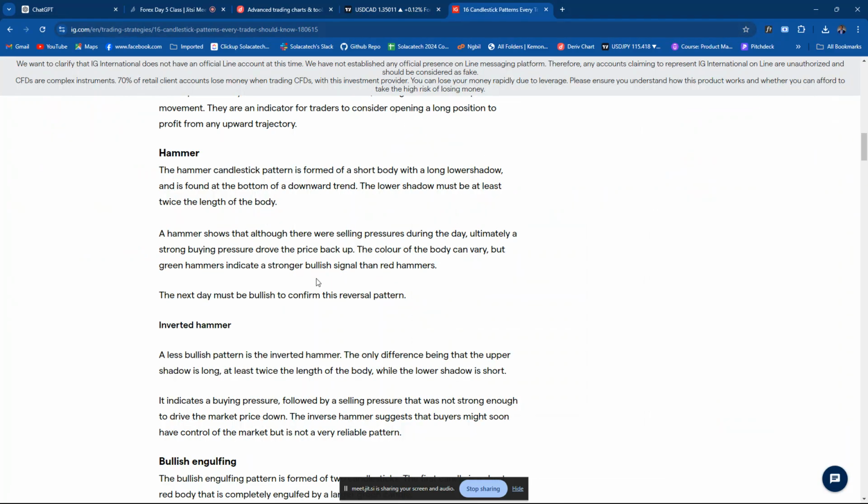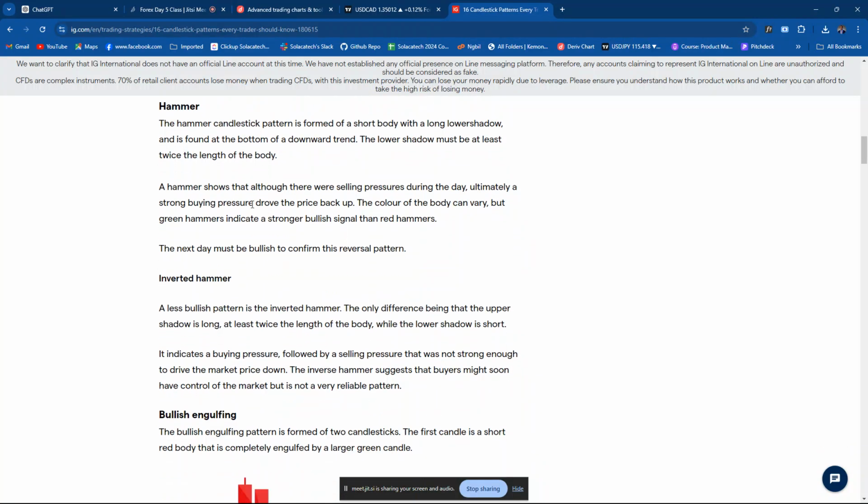That's just the difference. So now here they said the lower shadow must be at least twice the length of the body. You see it. The lower shadow is what I'm calling the wick. All right. Then it must be bigger than the body of the candle. That's the law of a hammer. We've explained that. Now, a hammer shows that although there was selling pressure during the day, ultimately strong buying pressure drove the price back up. This is a reverse movement.